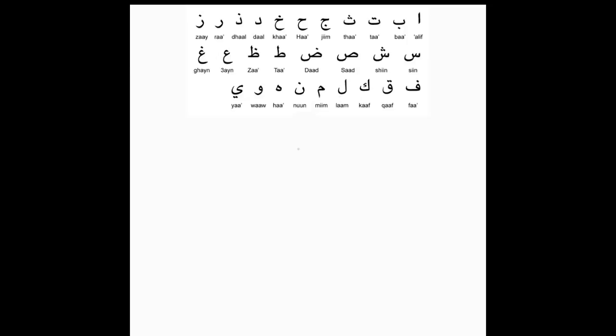As you can see, these are the Arabic letters, 28 Arabic letters. 25 are consonants and 3 are vowels. These are the vowel letters: A, Waw, and Ya.